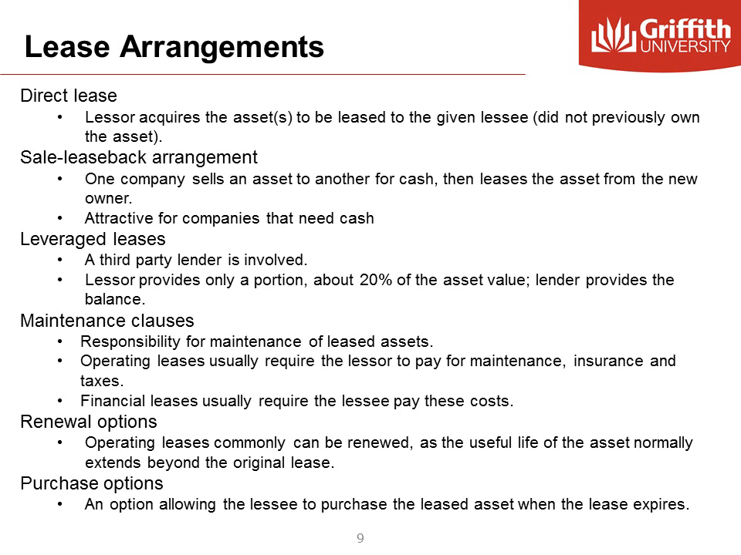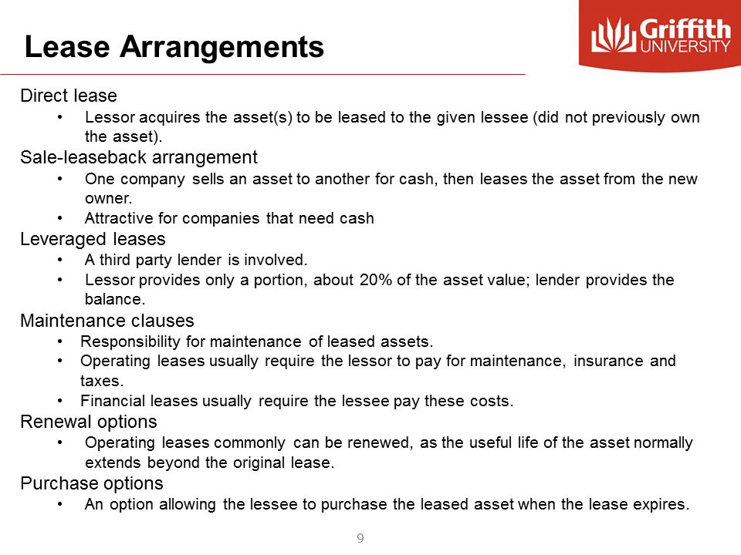Leveraged leases occur when a third-party lender is involved. The lessor provides only a portion, say about 20% of the asset value. The lender provides the balance. These are popular as they provide a way of structuring very expensive leases where the lessor doesn't want to tie too much capital in one asset.